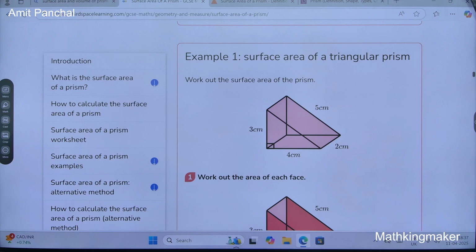Or you can find... So area I got, sir, 36. How much? I got 36 as the surface area. 36 centimeters square. Okay, right. Now do the next question.